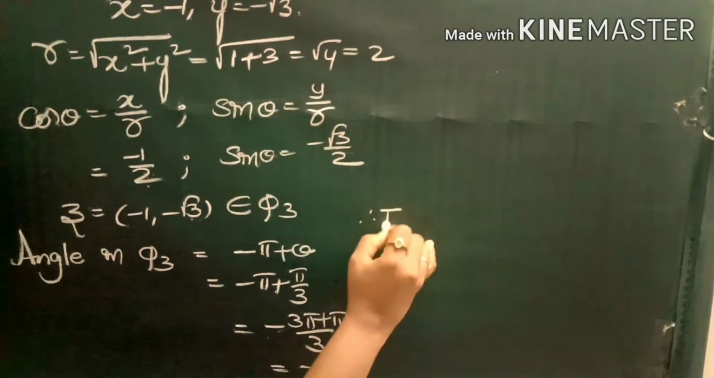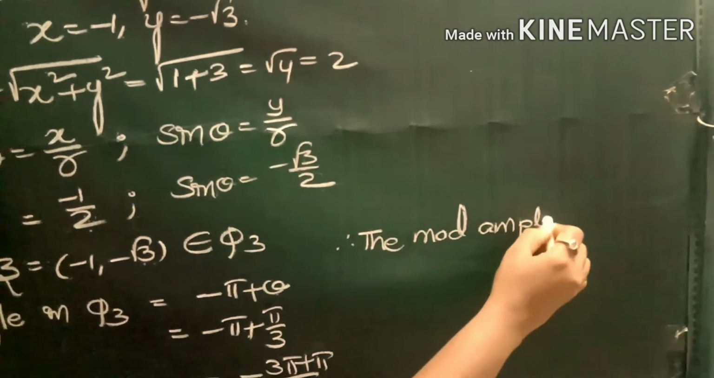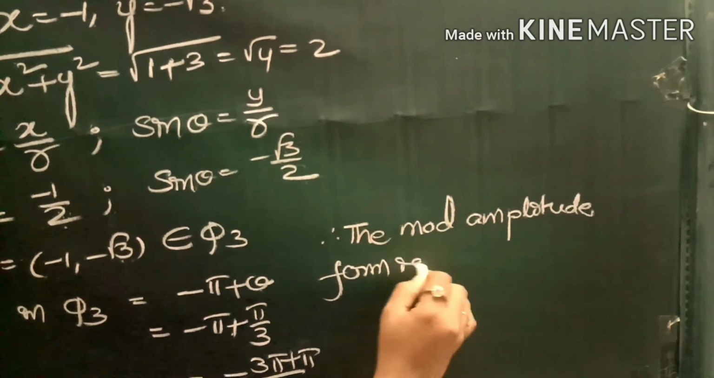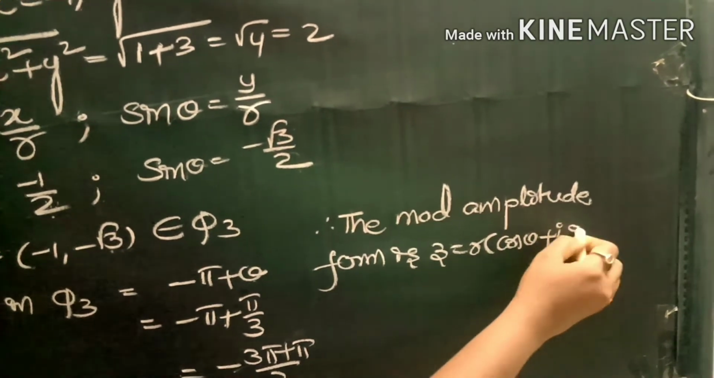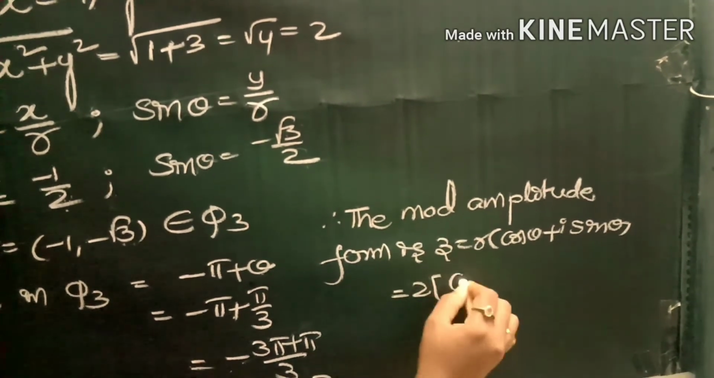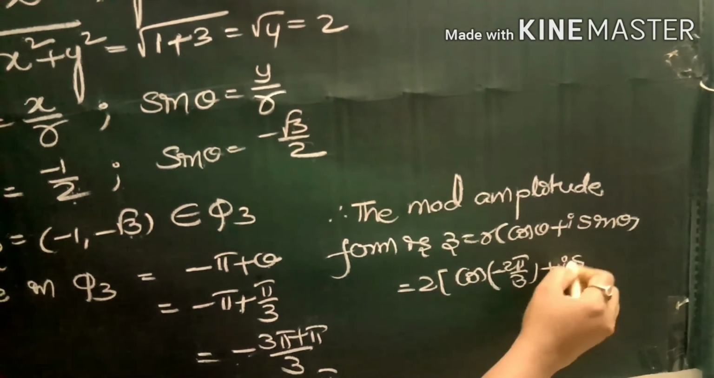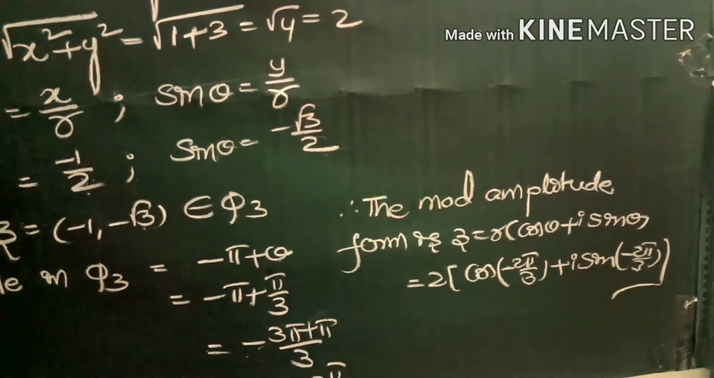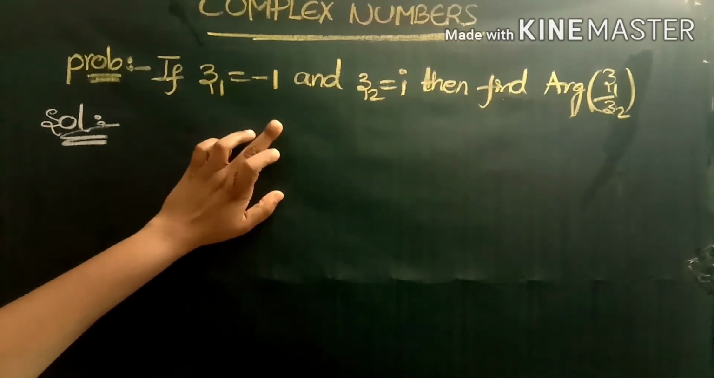Therefore the modulus amplitude form is z is equal to r into cos theta plus i sin theta, that is 2 into cos of minus 2 pi by 3 plus i sin of minus 2 pi by 3. That's all.